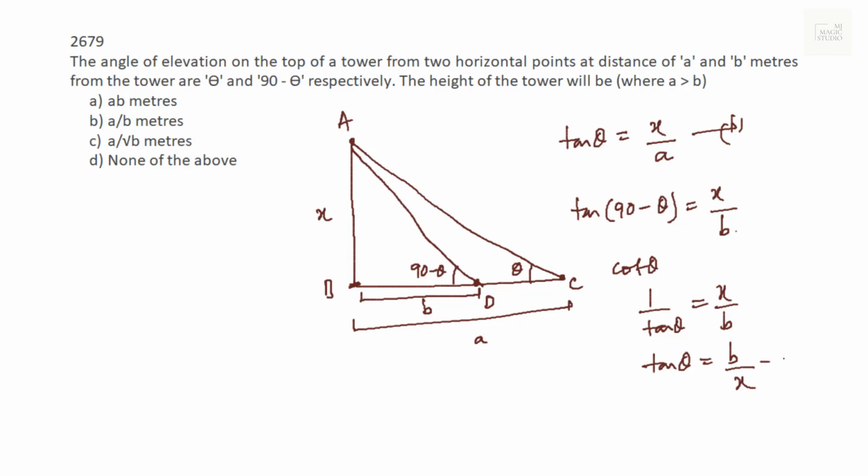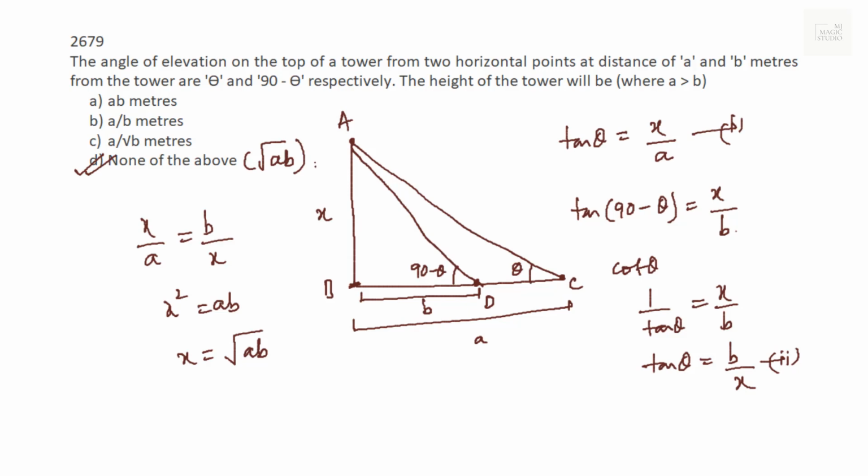Equation 1 and equation 2, if we compare, then x by a is equal to b by x. X square is ab, x is root over ab. What is the height of the tower? Root over ab, and that features in option D, that is none of the above, because the answer should be root ab.